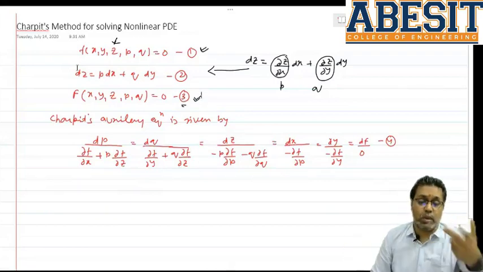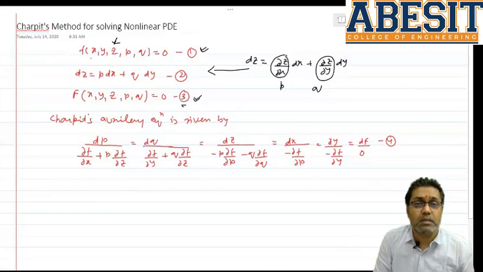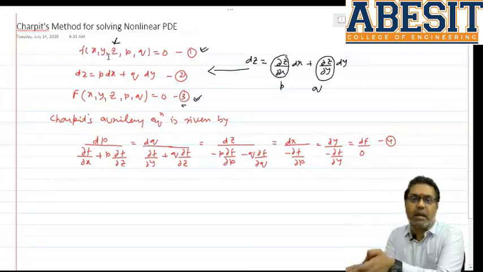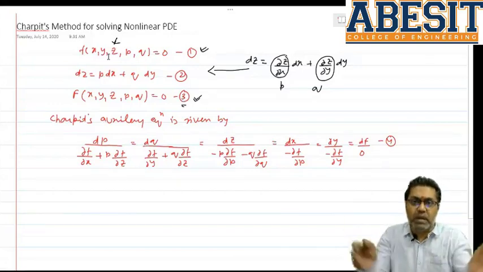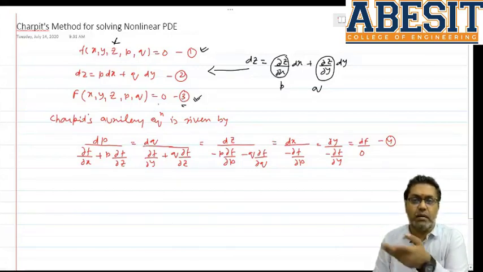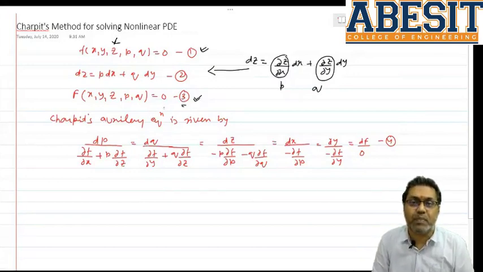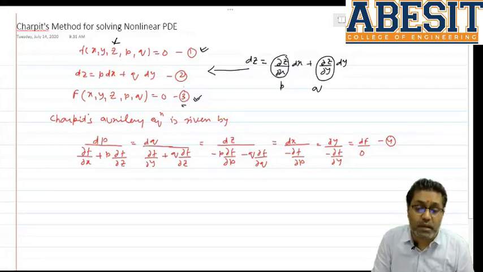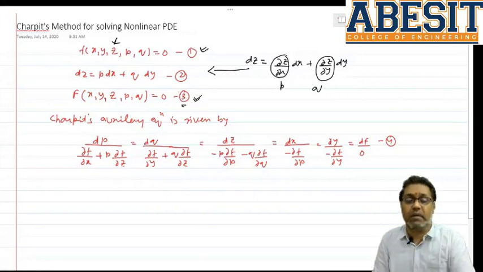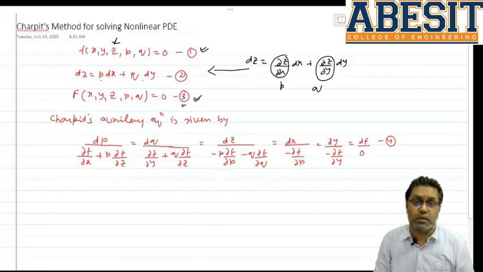So again I am telling you what we do. Whatever equation is given to us, we will take everything to the left-hand side and assume it is a function f(x, y, z, p, q) = 0. Then we write this equation, find this relation, and solve equations number 1 and 3 to get the values of p and q. After getting the values of p and q, we put them here and get the solution. Now the question is how to find this relation, that means how to find p and q.